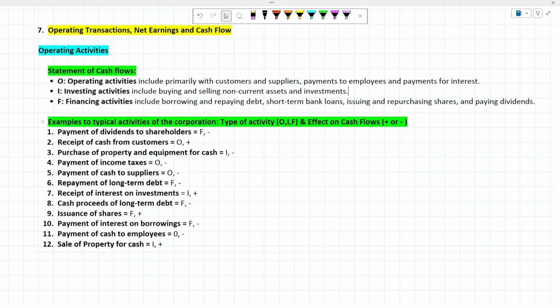11, payment of cash to employees. This would be an operating activity and minus on the cash flow. And 12, sale of property for cash is an investing activity and plus on the cash flow.